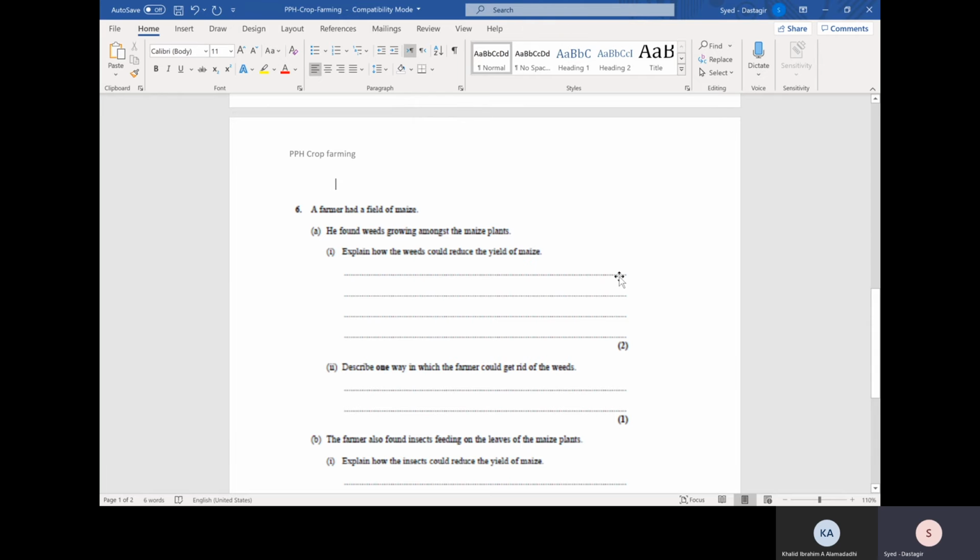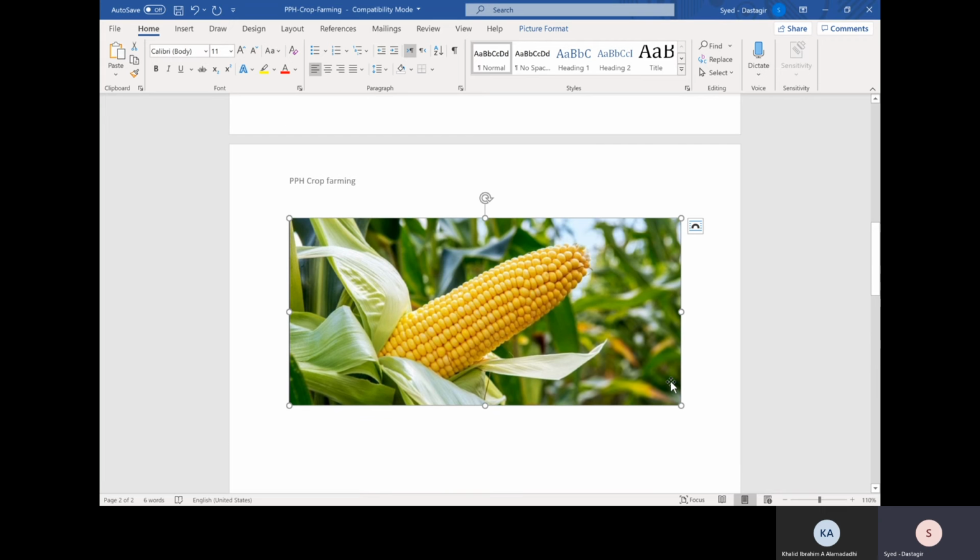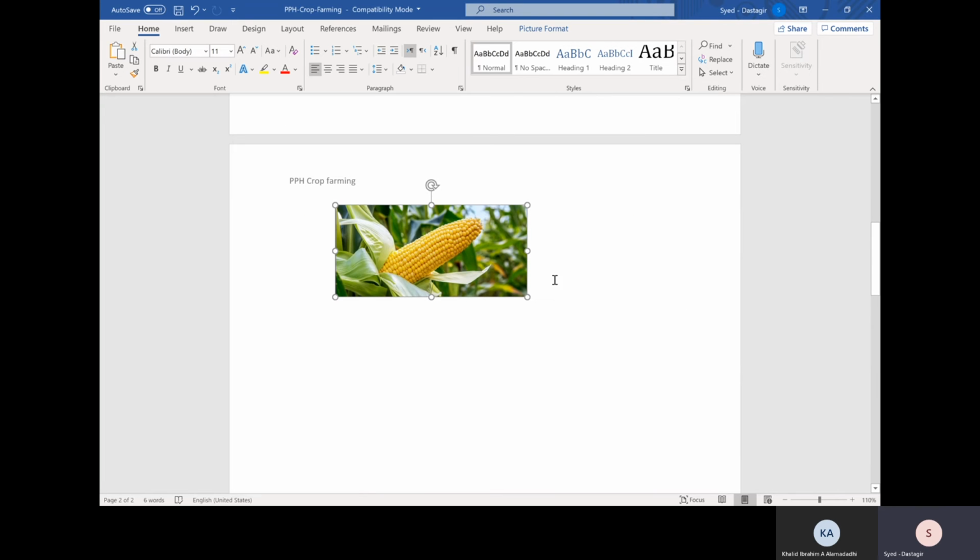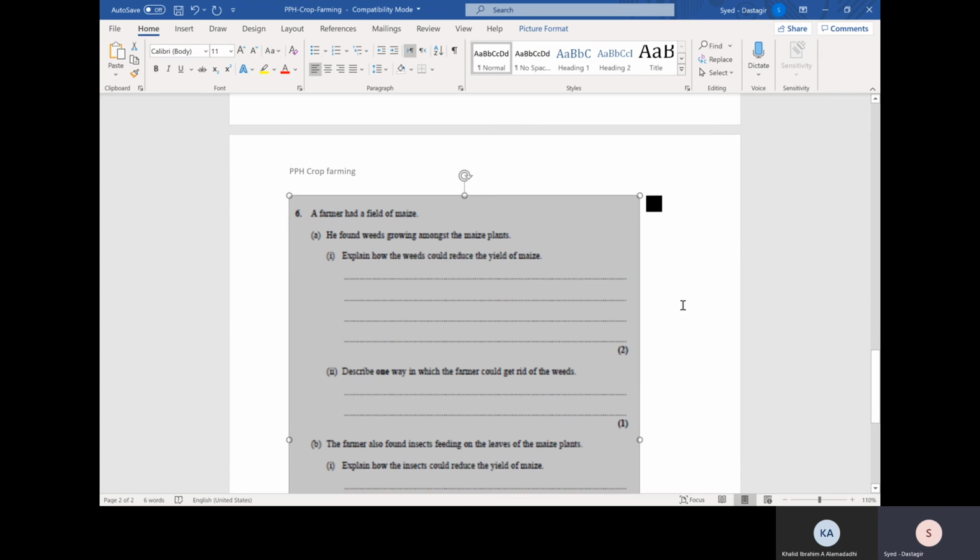The next question, a farmer had a field of maize. That's a different type of crop. Let's see if I can get a picture of maize for you. It's like corn. So that's maize, if you didn't know already.